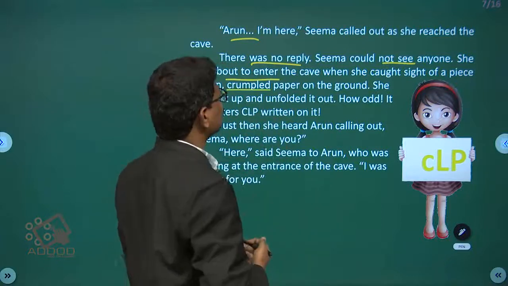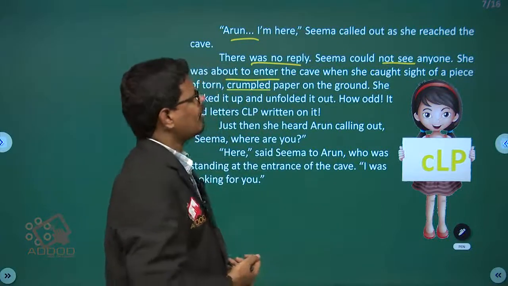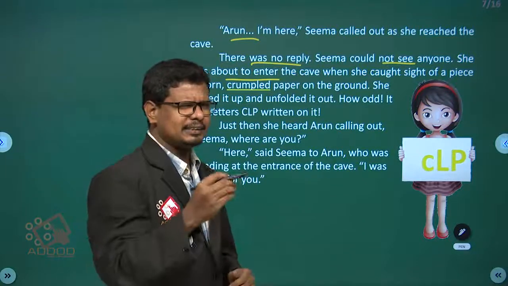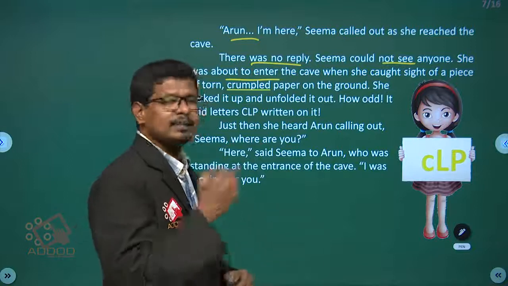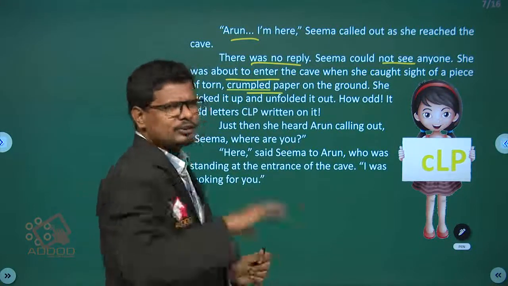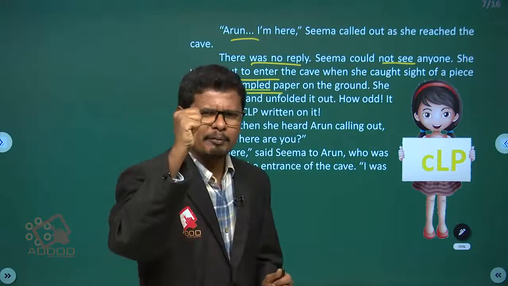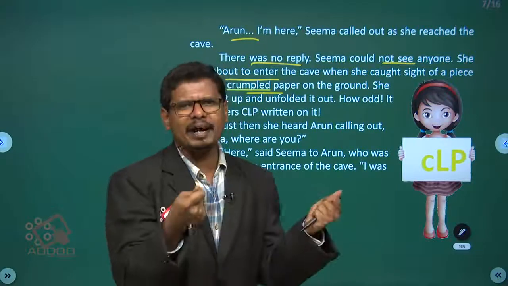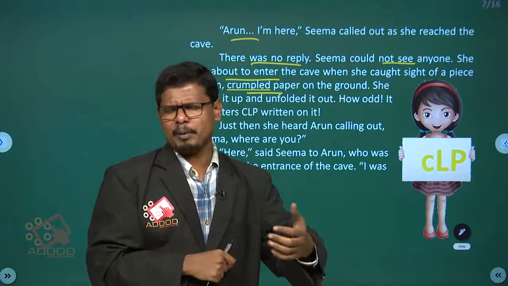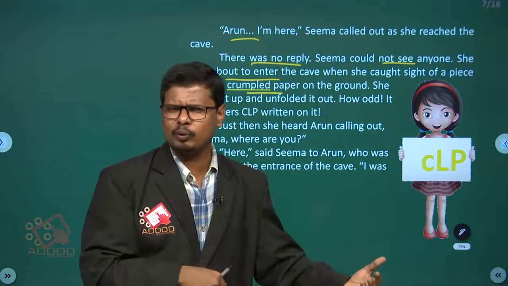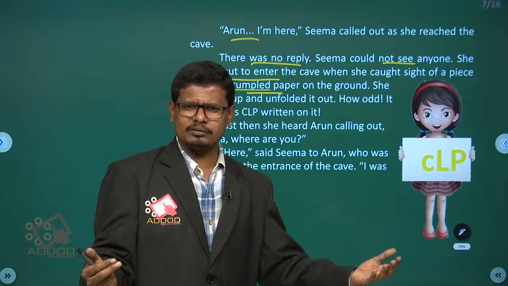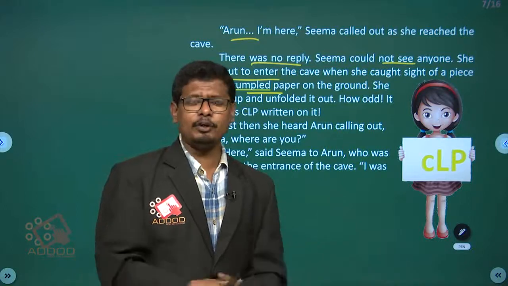She was about to enter the cave when she caught sight of a piece of paper, and that attracted her. A crumpled paper on the ground. It was crushed. When she opened it, there could be something, right? I don't know why she got attracted to that. Maybe that could be the only paper that was present over there. Maybe that paper was good and new, right?